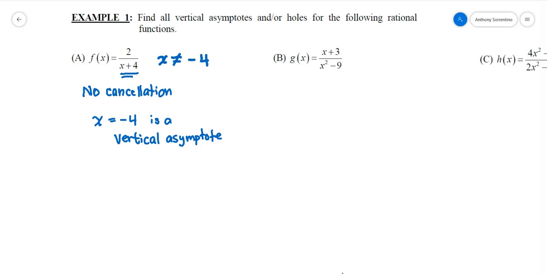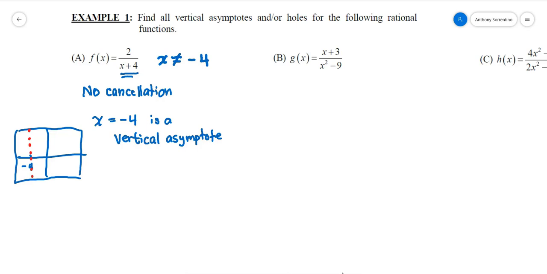That means whenever I eventually do a graph, I'm just going to do a really quick rendition of one right here. Here's my graphing region, and say here's negative 4. I'll usually indicate that by putting some sort of vertical line in there to indicate that it's a vertical line that the graph can approach infinitely but never cross. Vertical asymptotes can never be crossed. We'll talk about horizontal and oblique asymptotes as we move on, which is a different story. So let's look at g of x.